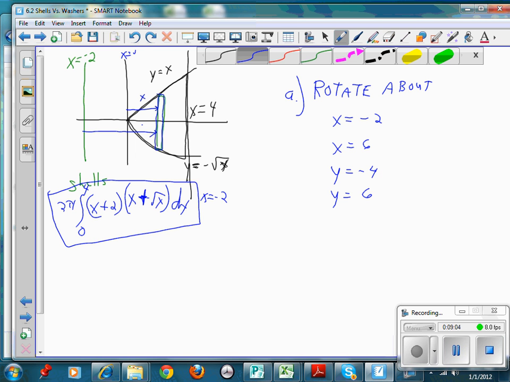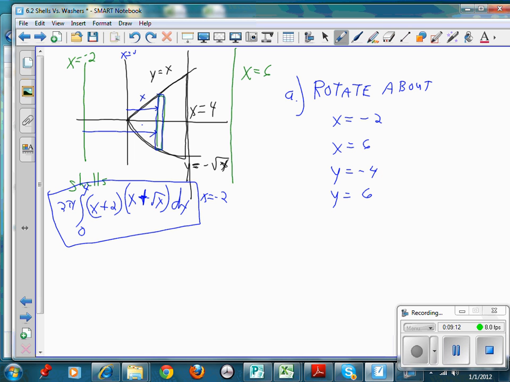What about x equals 6? Well, let's put this guy over here, x equals 6. Do I want to use washers or shells? Clearly, I want the same kind of cut. Once again, it's a shell game. Now, though, we'll change colors.